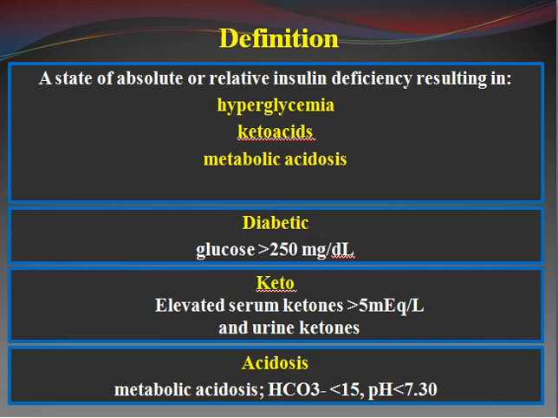In DKA, we have a state of absolute or relative insulin deficiency, which results in hyperglycemia, ketoacidosis, and metabolic acidosis. Hyperglycemia with glucose more than 250 mg per deciliter, ketosis with elevated serum ketone more than 5 milliequivalent per liter and urine ketone. And also we have acidosis with the bicarb level less than 15 and pH less than 7.3.